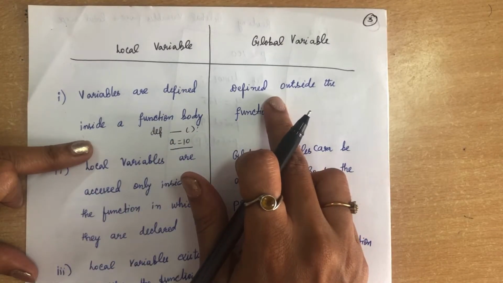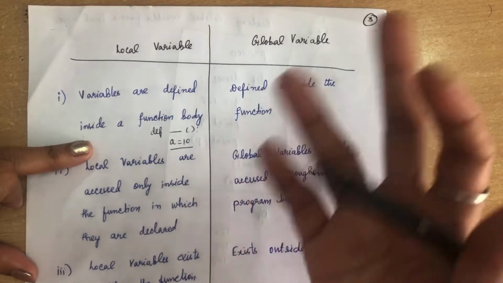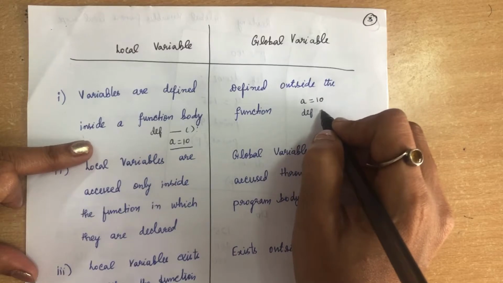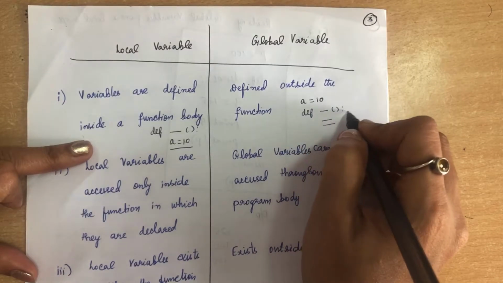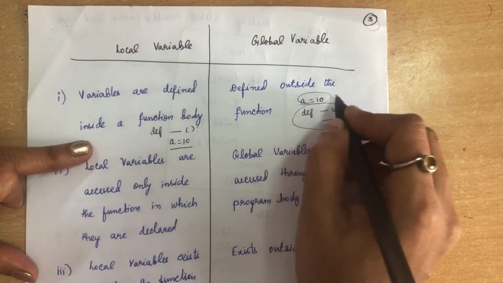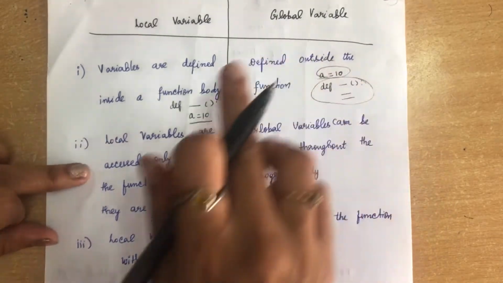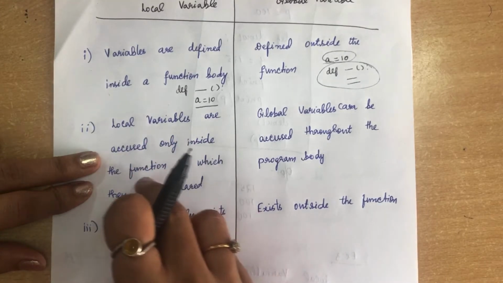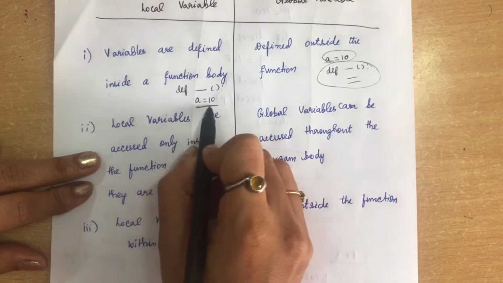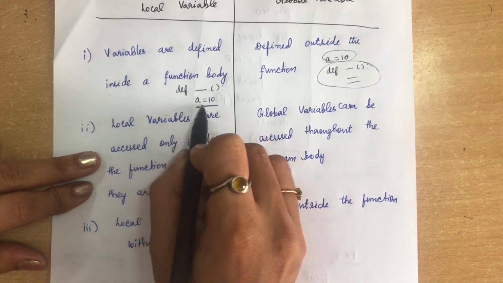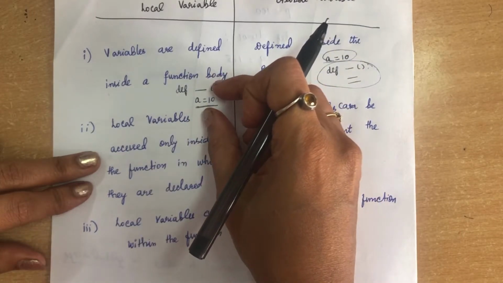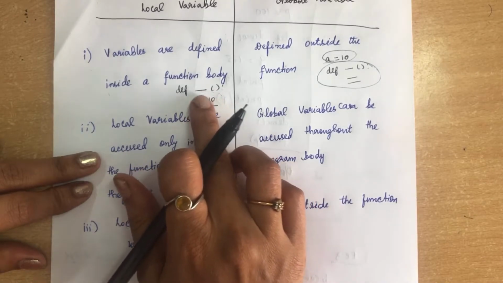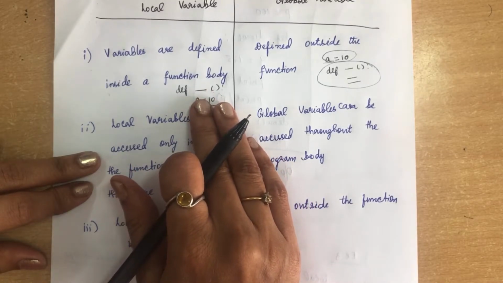And what is a global variable? These are variables which are defined outside the function. So here you define a is 10 and you have a function. You are not defining it inside the function, you are defining it outside the function. Then it is called global scope. The next difference is that local variables can be accessed only inside the function. If you define it inside the function, this variable can be accessed only within this function. If you access it outside the function, these variables will not be accessible. This is the main restriction of a local variable.